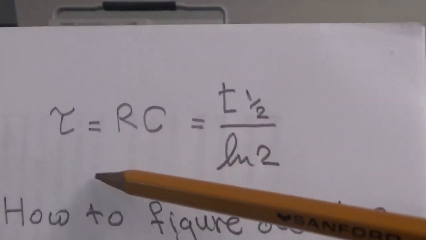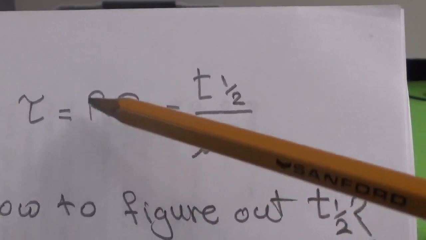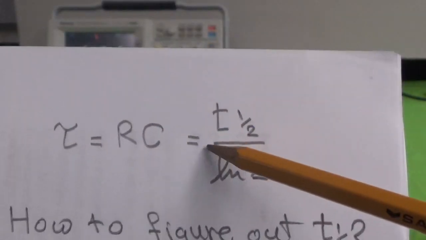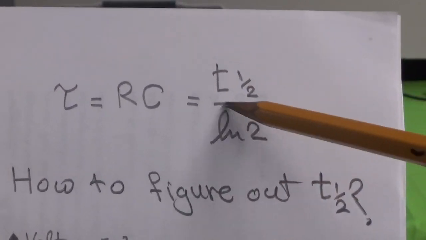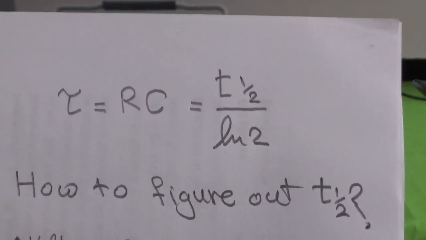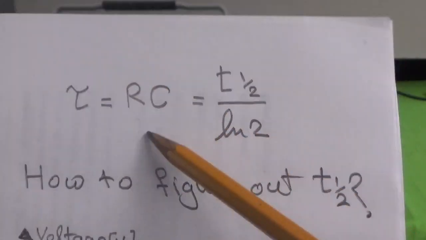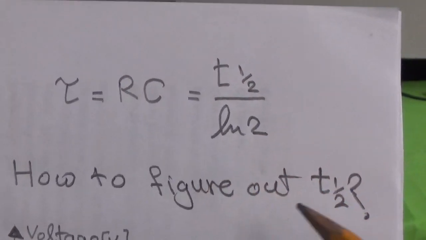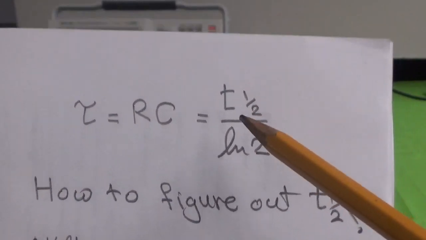So this is the equation that I mentioned, guys. We have tau, the time constant, equal to R, the resistance, times C, the capacitance. And that's equal to t half, which I will show you how to measure, divided by ln 2. As I mentioned, you don't need to derive this equation. You just need to know that the time constant for the RC circuit is equal to resistance times capacitance, and that's equal to t half divided by ln 2. This t half will be extracted using the oscilloscope.